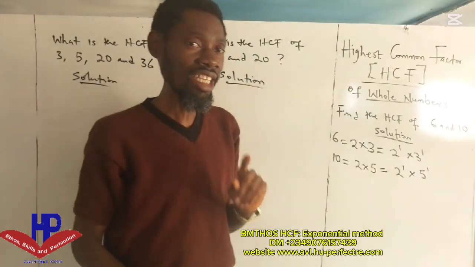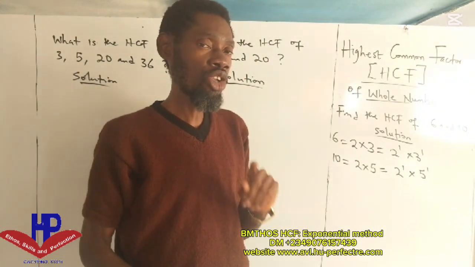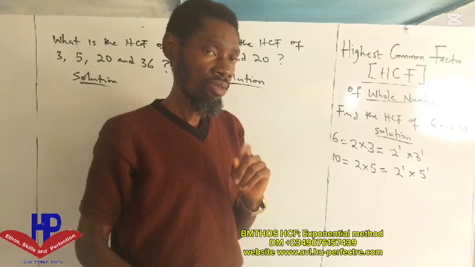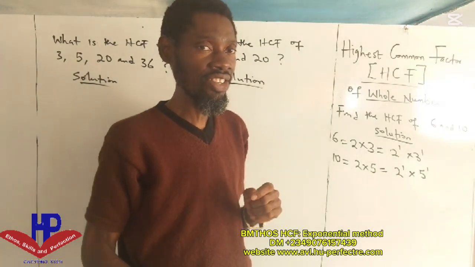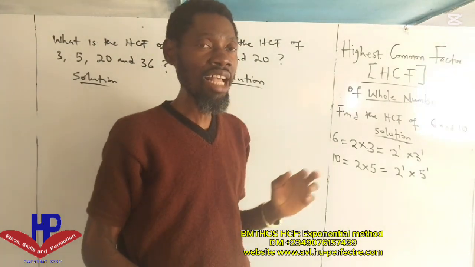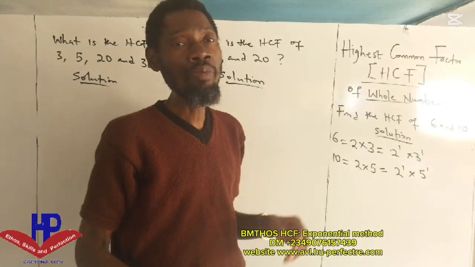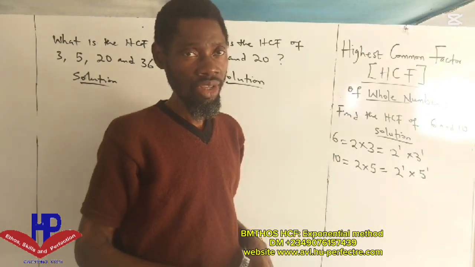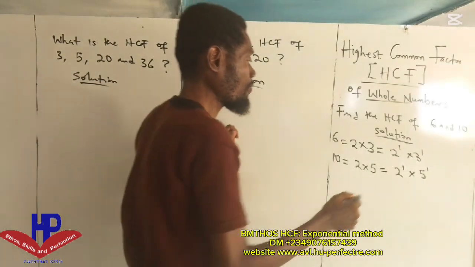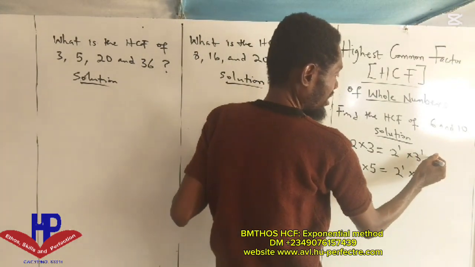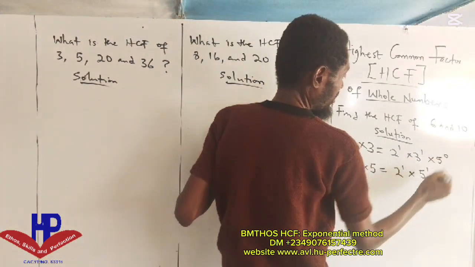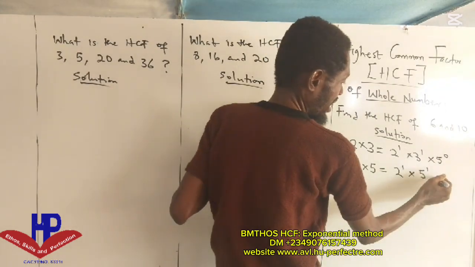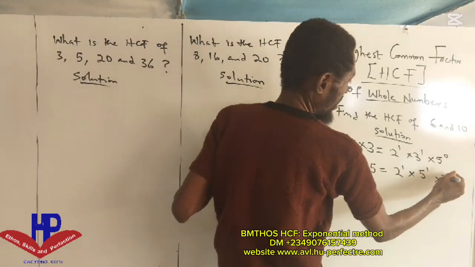You must have been taught indices. If you have not been taught indices, then go through the class that has to do with indices in U Perfecta online school and have a better understanding of that. Any number raised to the power 0 is 1. So since there's no 5 here, I'm going to add times 5 raised to the power 0. Since there's no 3 here, I'm going to add times 3 raised to the power 0.